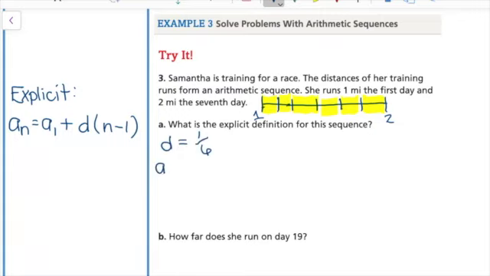Okay? So your first term, which we call a sub 1, that's subscript. So like a superscript is an exponent, subscript. So a sub 1 is your very first term, which in this case is 1 mile because she ran 1 mile on the first day. All right, so what is the explicit formula?